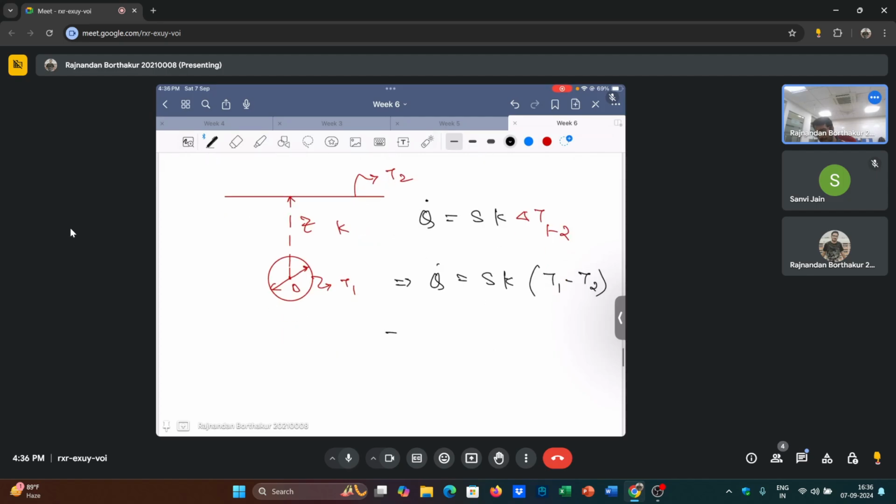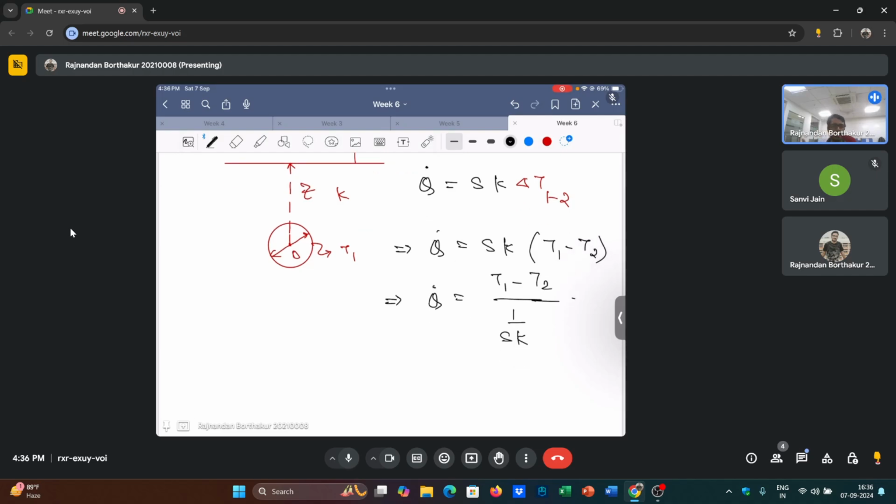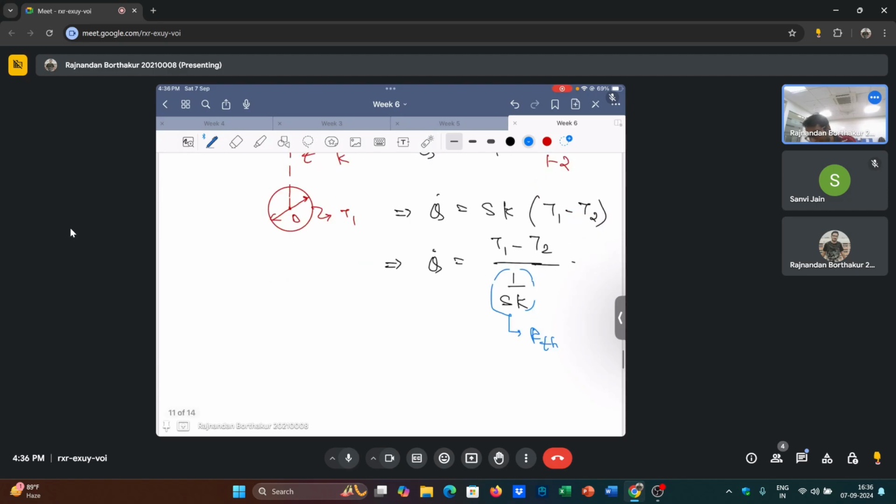Let's say I can simplify this as Q dot equals (T1 minus T2) divided by 1 over Sk. I'll not explain this much because it is already explained thoroughly in the theory classes, the use of shape factor. But we will try to solve a couple of problems. These are very easy problems. The idea is that now I can represent this 1 over Sk as a resistance. I write it as R_th, and using the shape factor analysis this resistance becomes equal to 1 divided by the shape factor multiplied by K, the thermal conductivity.